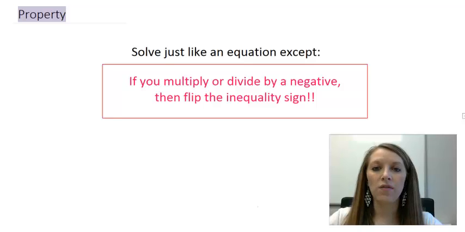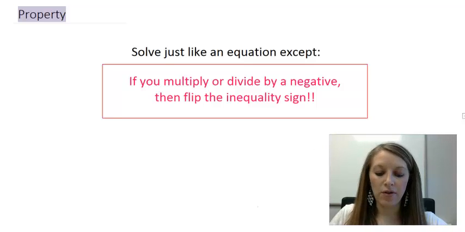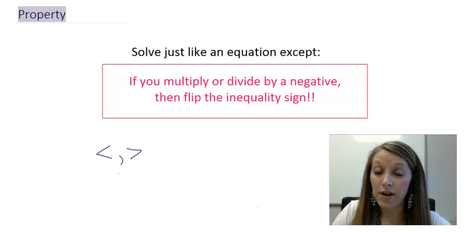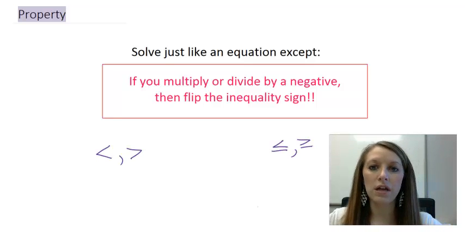And the trick is we solve it just like an equation with one major exception. Anytime we multiply or divide by a negative, then we must flip the inequality sign. So if we have a less than, then we flip it to a greater than. And if we have a greater than, then we flip it to a less than. Same thing, less than or equal to flips to greater than or equal to, and vice versa.